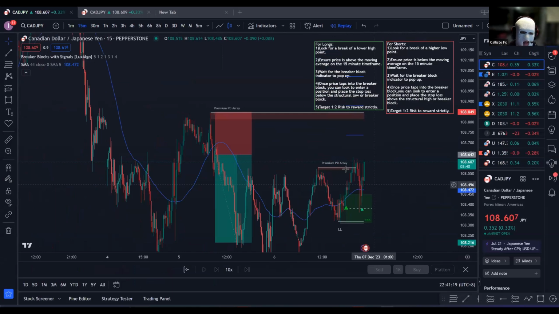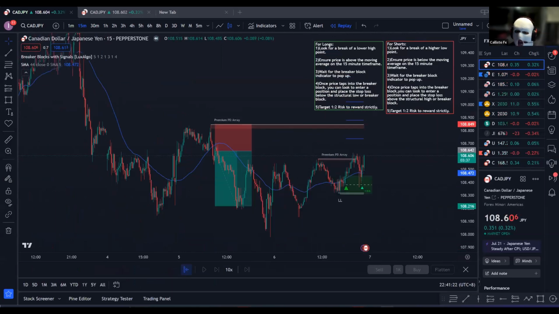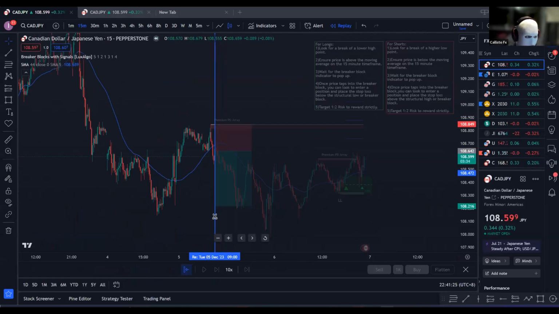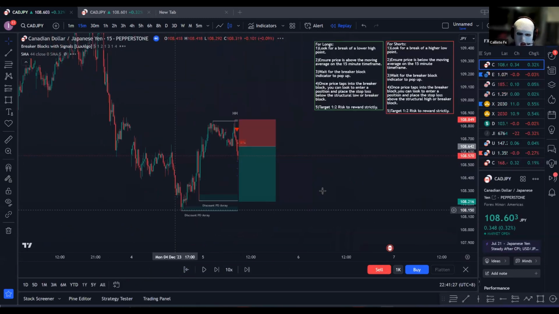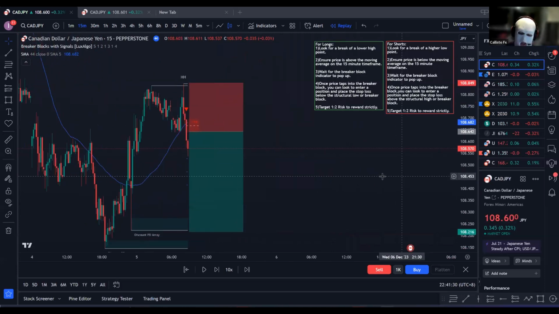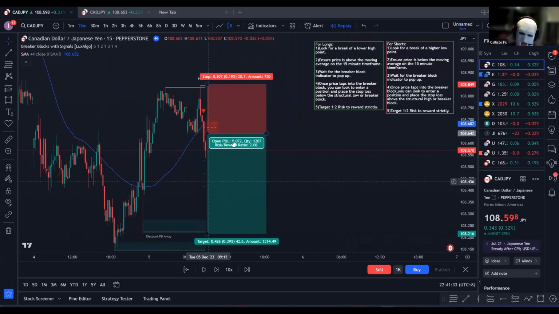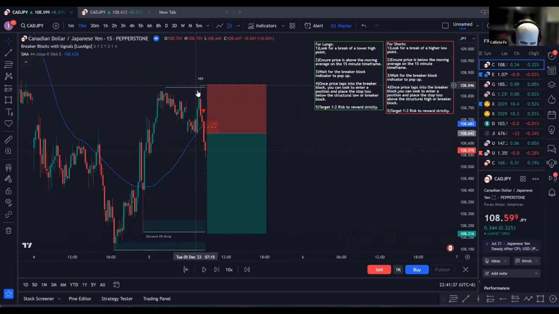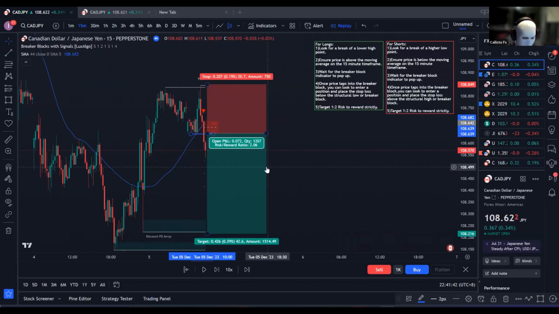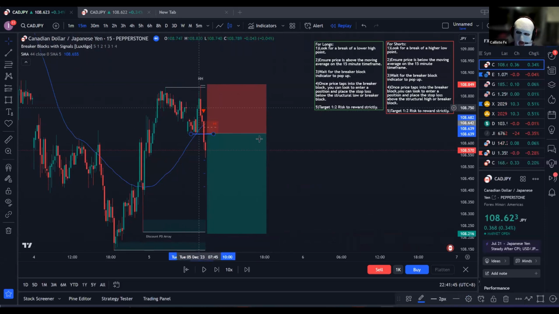Now, what you want to see, okay, for CAD JPY, here was the example that I put in the screenshot earlier on. Okay, let's take a look. This was the setup that I saw yesterday, right? 5th of December. You see price came down, broke a higher low, correct? This is the first step. So if I'm looking for shorts, break of the higher low, okay? Now, I need to ensure that price is basically below the moving average, as seen over here. Price is below the moving average right now.